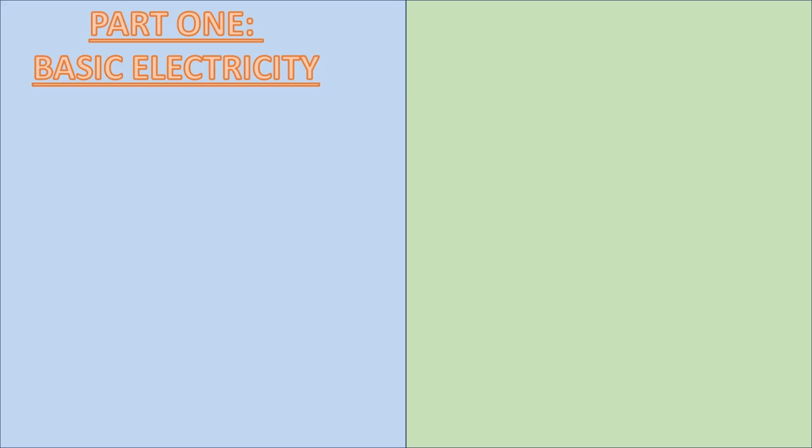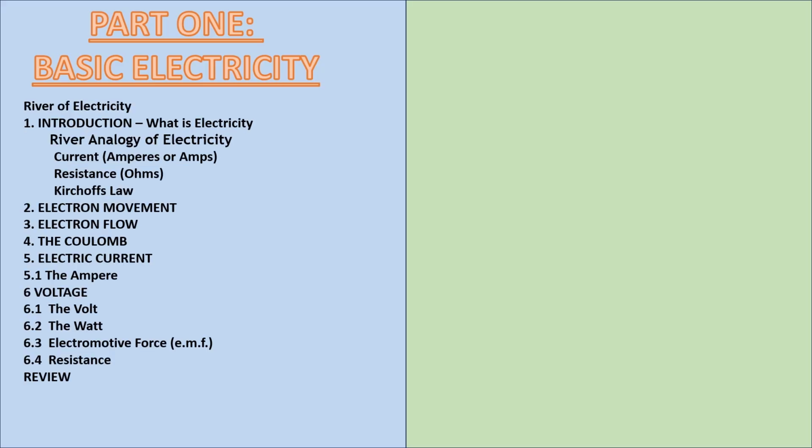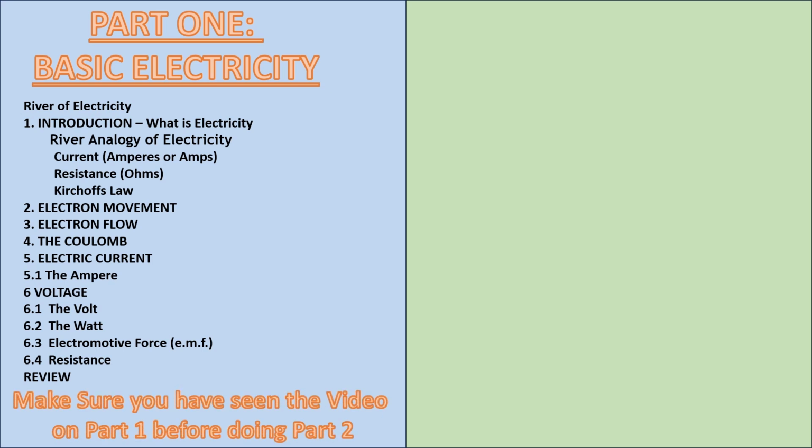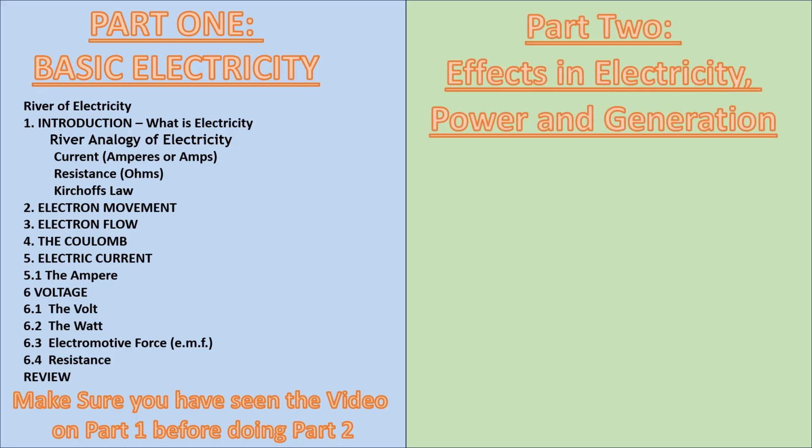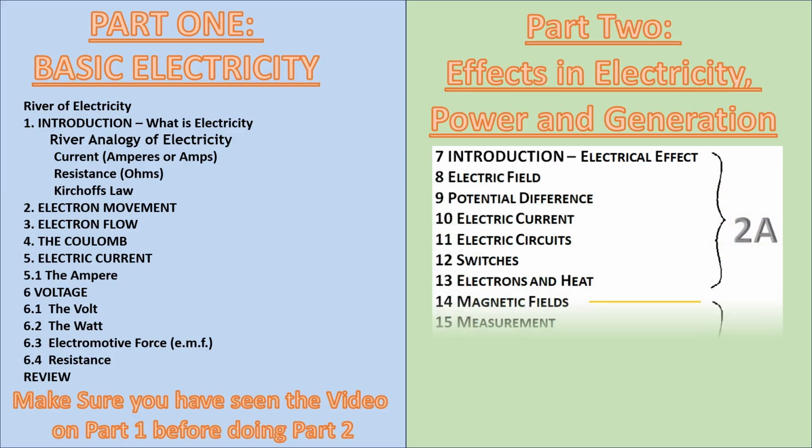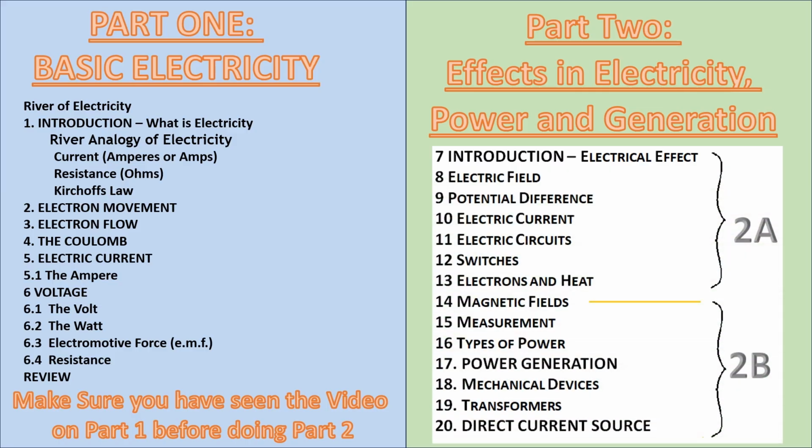Part 1, basic electricity. If you haven't seen this video, these are the topics that we discussed and went through. So please make sure you have seen the video on part 1 before doing part 2. In part 2, the effects of electricity, power and generation, the first half is 2A and the second half is 2B.